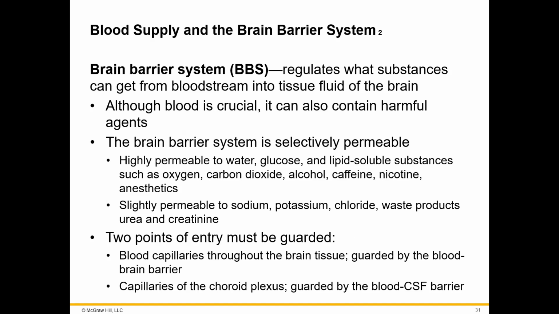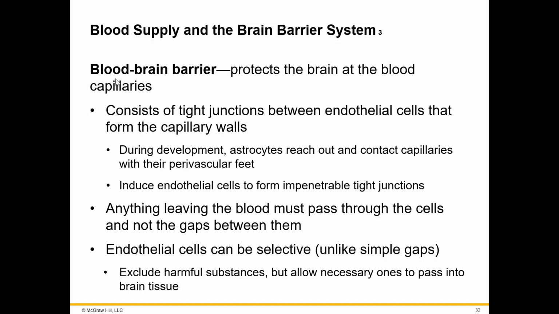Two points of entry must be guarded. There are the blood capillaries throughout the brain tissue, guarded by the blood-brain barrier, and the capillaries of the choroid plexus, which are guarded by the blood-cerebrospinal fluid barrier. So the blood-brain barrier protects the brain at the blood capillaries. They consist of tight junctions between endothelial cells that form the capillary walls.